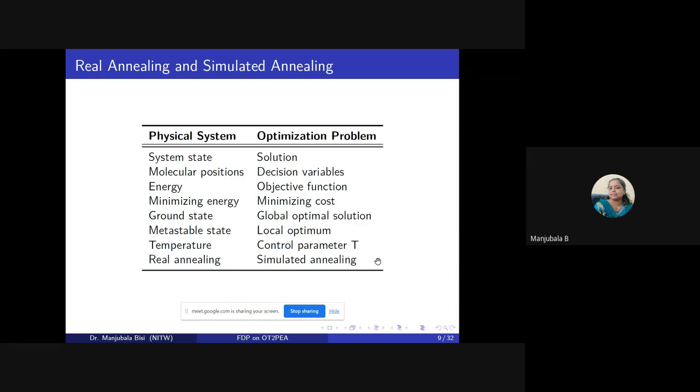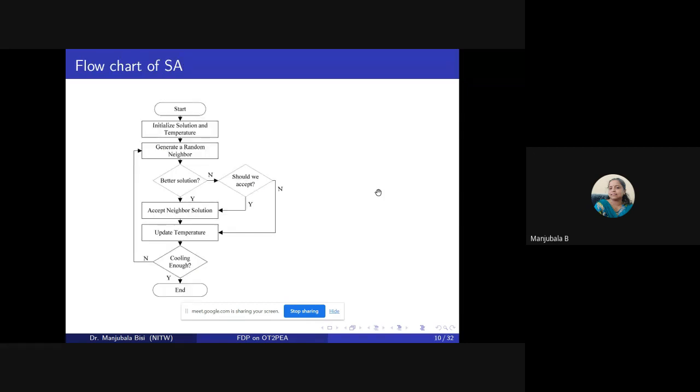So how does this algorithm work? There are different terms with respect to the optimization problem. Your control parameter T is there. What is the global optimum? What is the local optimum? How do we define the objective function? How do we choose the inferior solutions, and whether to accept or reject an inferior solution? Those things we have to see in the working procedure of the simulated annealing algorithm.